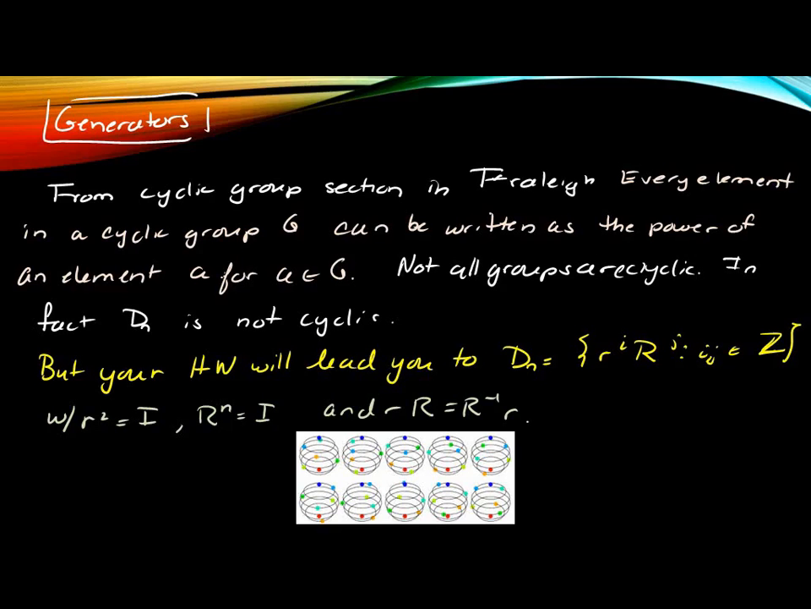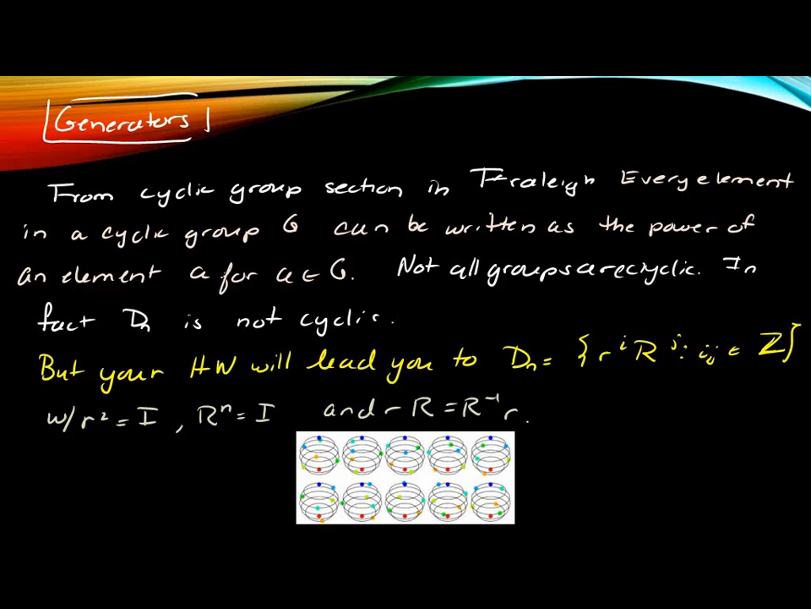But your homework is going to lead you to the conclusion that you can express Dn maybe not as a power of one element, but as a combination of powers of two elements. So really that's telling you what are the two most important elements of Dn. What are they? The first reflection and the first rotation. That's all I need to know, and then I can create for you the entire Dn.